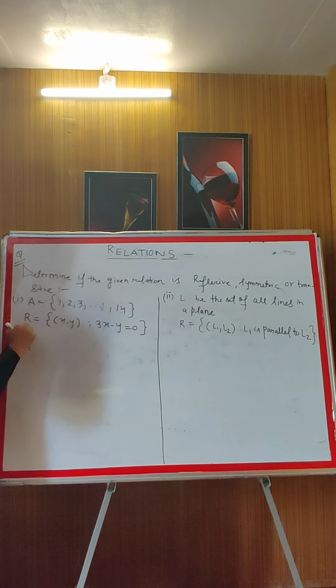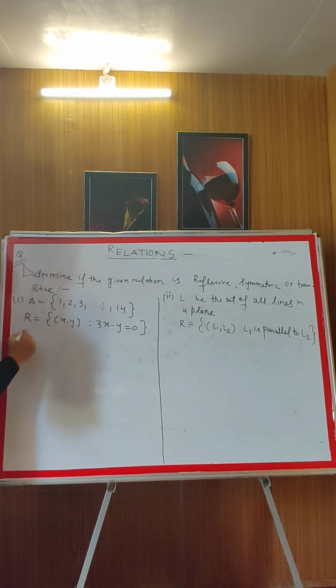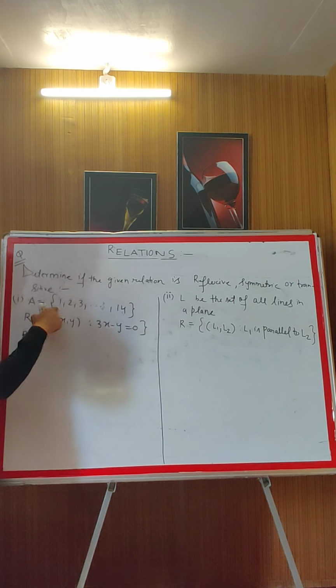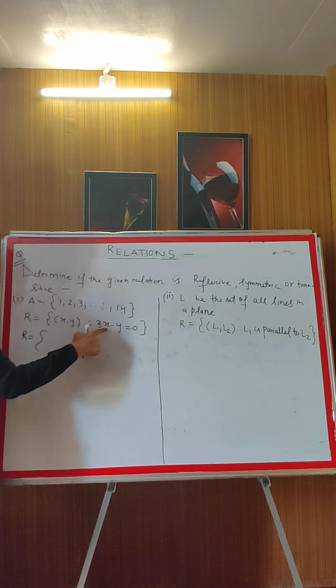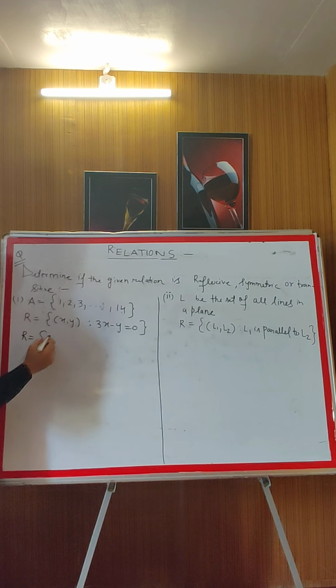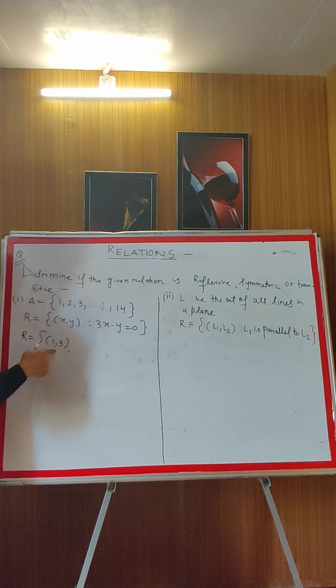So let's write down the elements of R with respect to the given condition. We have to pick elements from the given non-empty set. If I choose x as 1, what should y be to make it 0? If x is 1, 3 into 1 is 3, and y has to be 3, only then it will be 0. So this is one element.